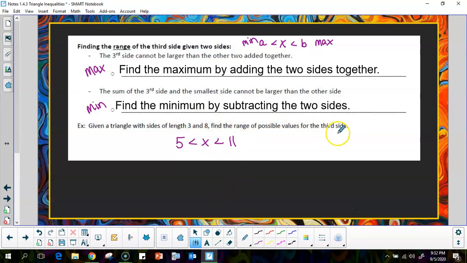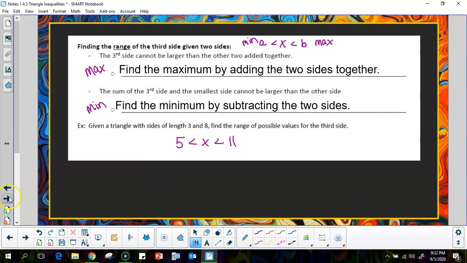What that is saying is the third side could be anywhere from 5 to 11, but it can't equal 5 because we don't have the little equal sign under there. It can't equal 5 and it can't equal 11. It's got to be 5.1 and 10.9 or anything in between. Okay, so that's all you do there.